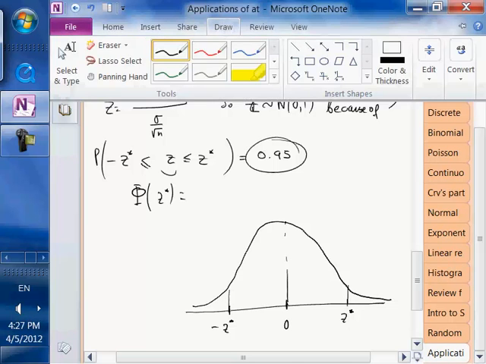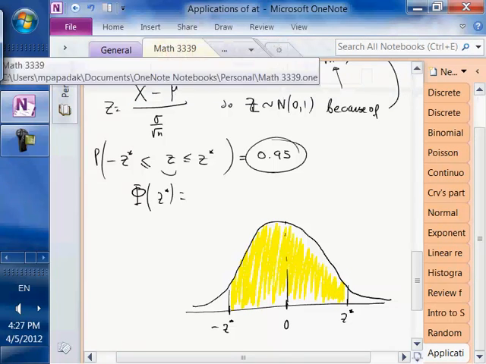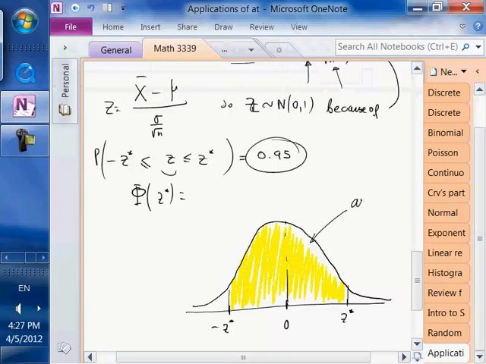Well, we have to see why is that. What I'm asking you is that the yellow area under the curve should be equal to 0.95. Correct? Because that area, the yellow area, represents the probability that Z, the random variable with a standard normal distribution, takes values between negative Z star and Z star, and I want this to be equal to 0.95.